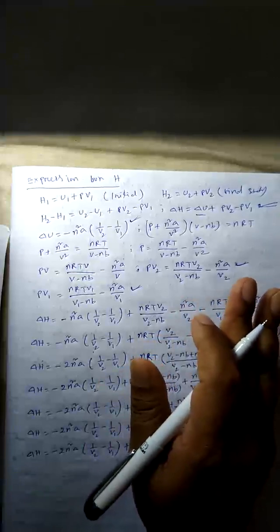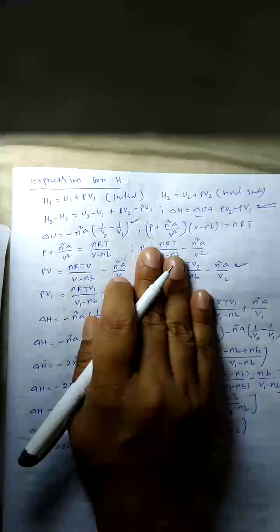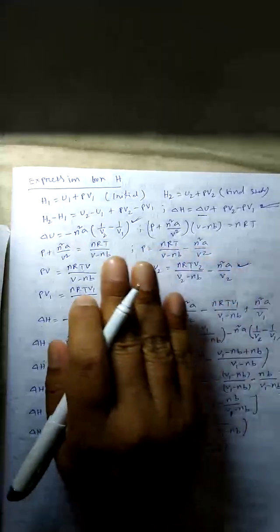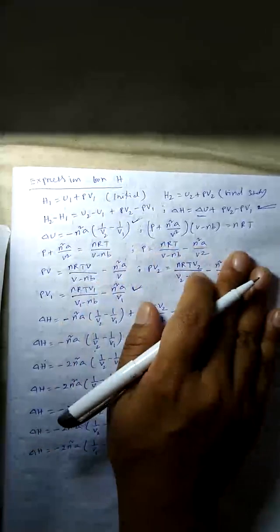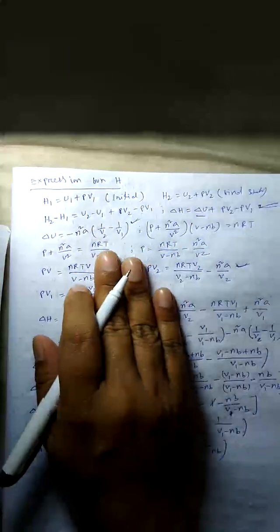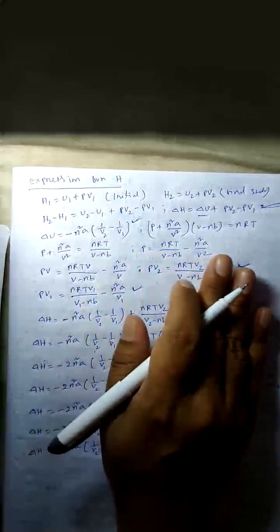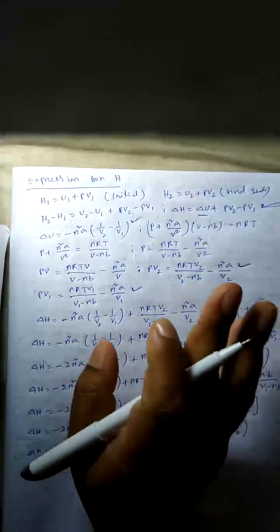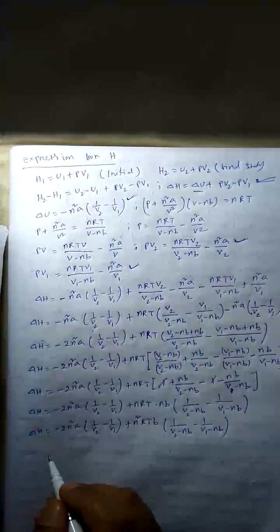Now we have to discuss the ideal gas. Isothermal, reversible expansion of van der Waals gas is already over. Isothermal, irreversible expansion of van der Waals gas is also over. Isothermal free expansion of van der Waals gas is also over. The three cases are over. Now we will come to the ideal gas.